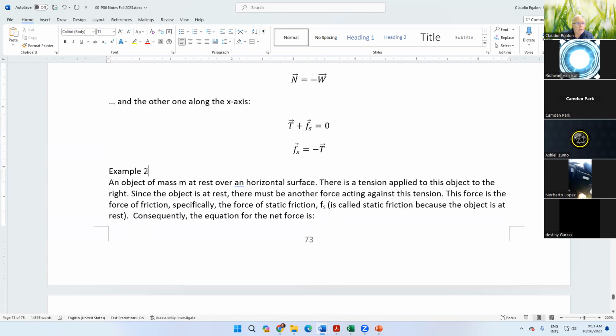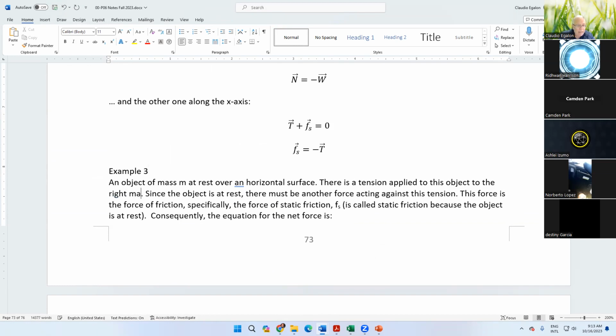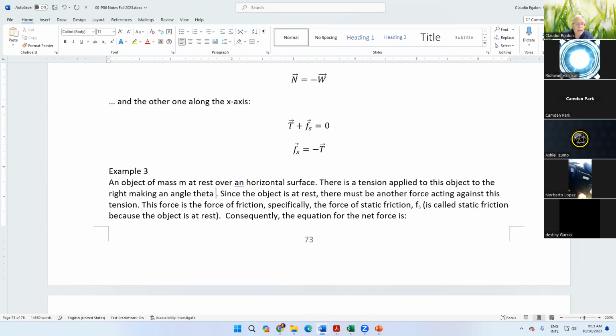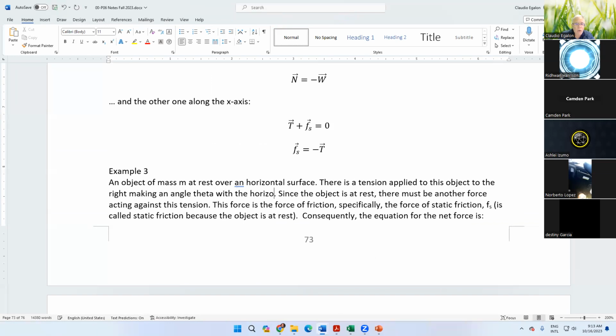Example 3: an object of mass m at rest over a horizontal surface. There is a tension applied to this object to the right, making an angle theta with the horizontal.